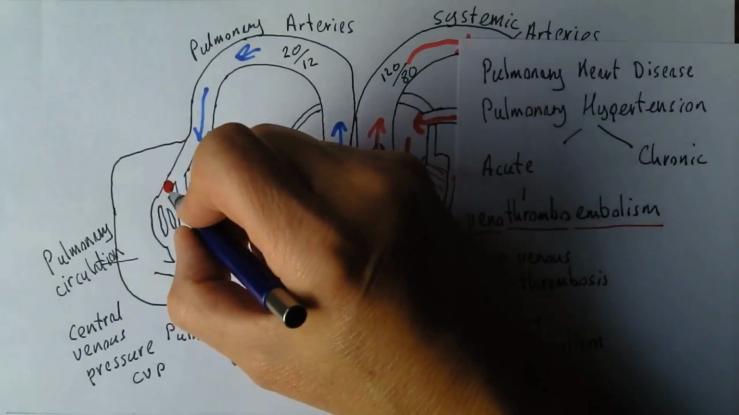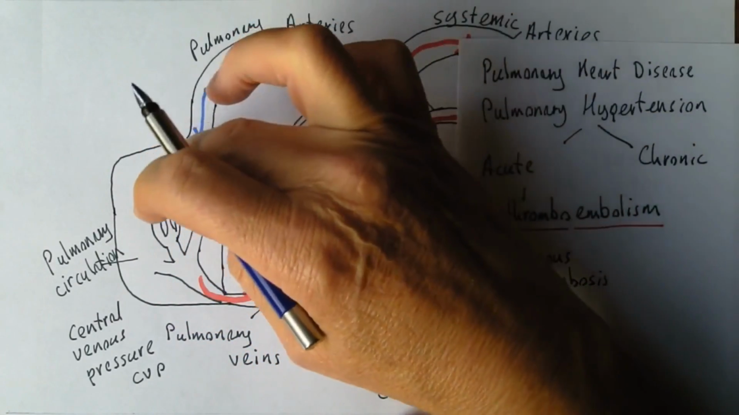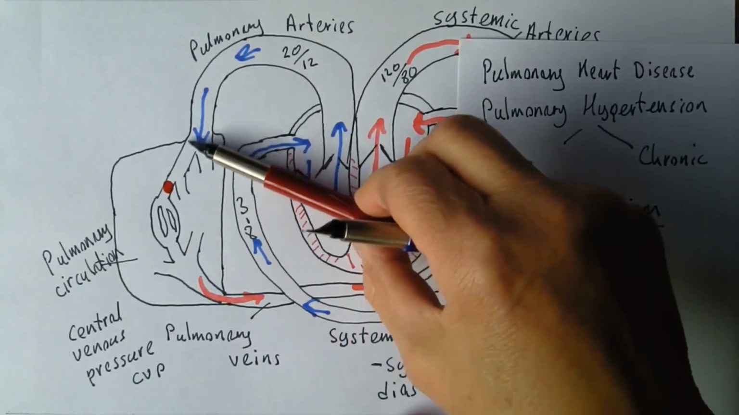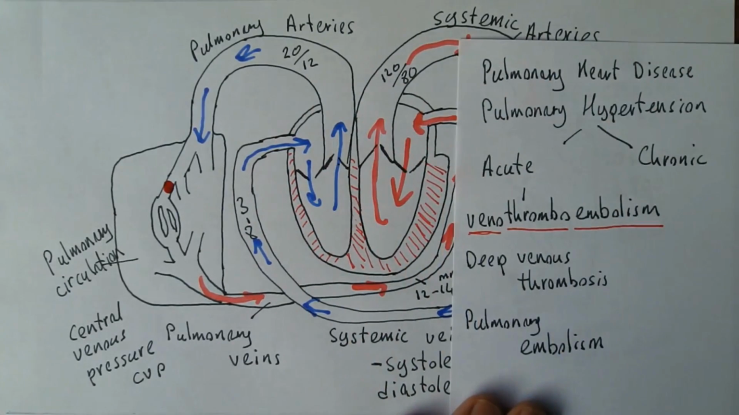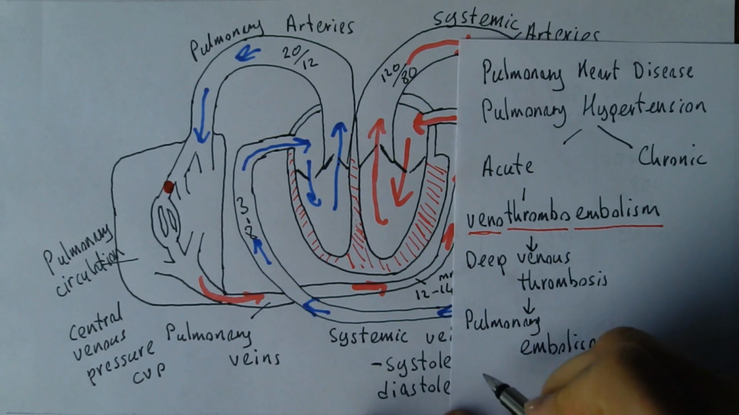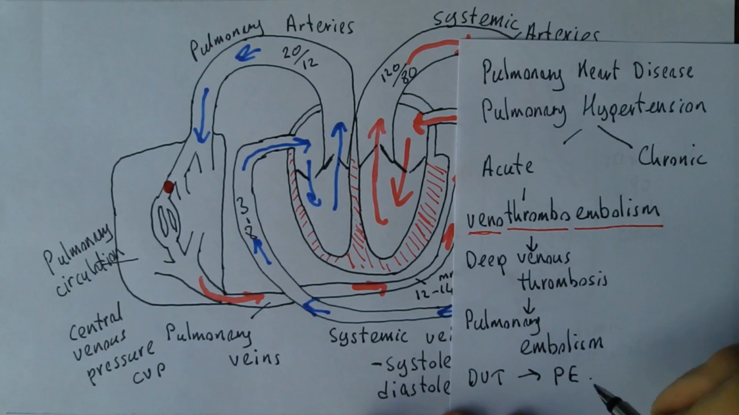But I think you can see if it's blocking off the pulmonary circulation, that means the blood's going to be forced around other parts of the pulmonary circulation. So that means there's going to be back pressure, and it's going to increase the pulmonary arterial pressure if it's a large embolism. So that will be venothromboembolism presenting as deep venous thrombosis and pulmonary embolism. And of course, we normally say DVT can go to PE. Deep venous thrombosis can go to pulmonary embolism.